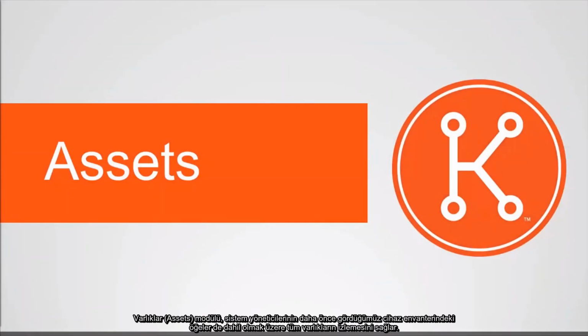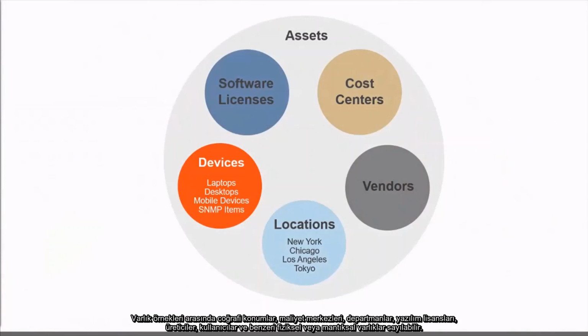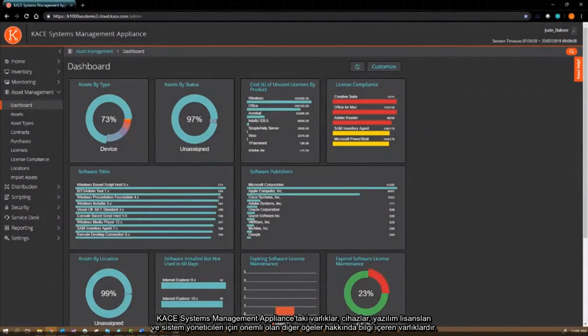The Assets module allows administrators to track all assets, including items in the device inventory we saw earlier. This enables administrators to create a nose-to-tail management process for all items in possession of the organization. Examples of assets include physical and logical assets such as geographic locations, cost centers, departments, software licenses, vendors, users, and so on. Assets within the Kace Systems Management Appliance are the entities that contain information about the devices, software licenses, and other items imported for management.